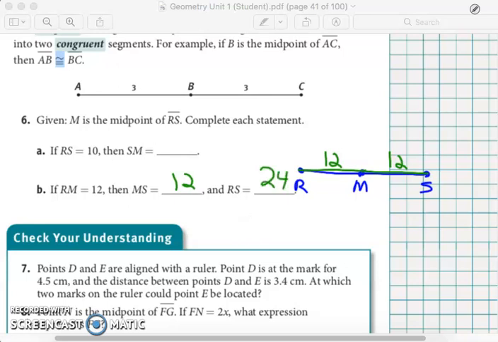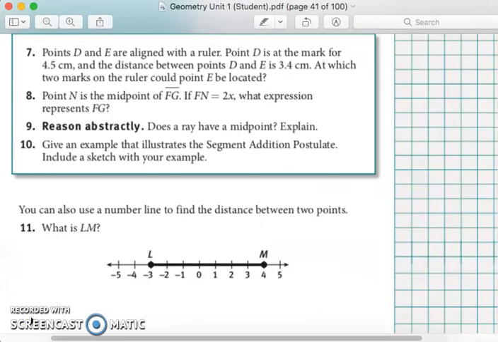All right, try these check your understanding problems, 7 through 10. Try to do all four of them, and then we'll go over the answers and see how you did. Just pause the video and give them a try.